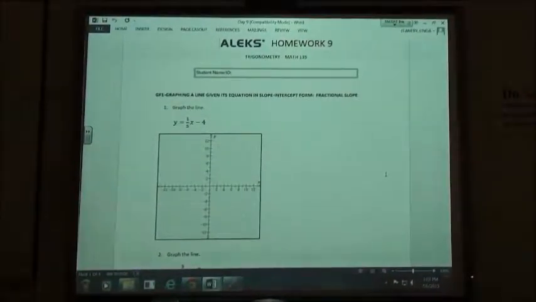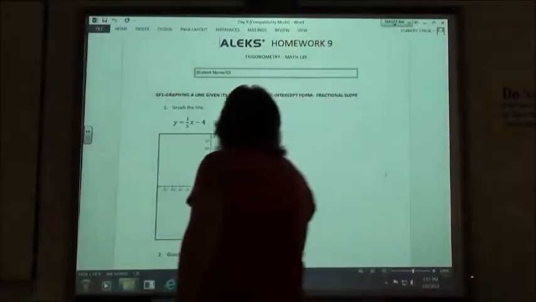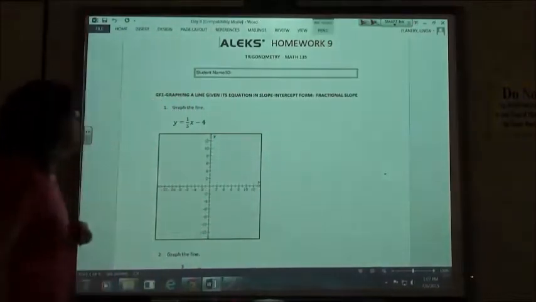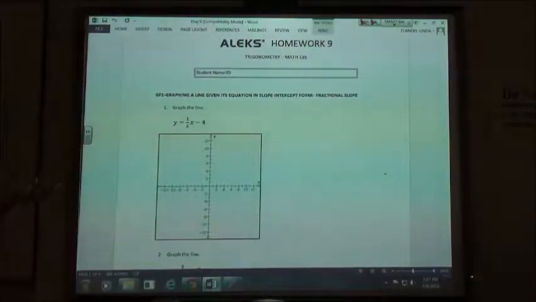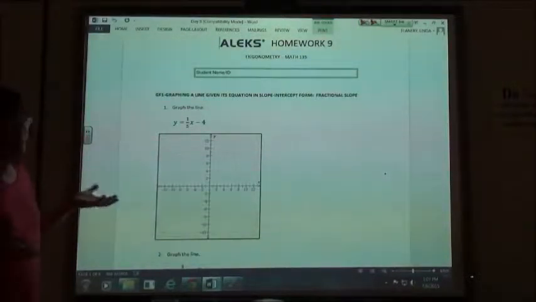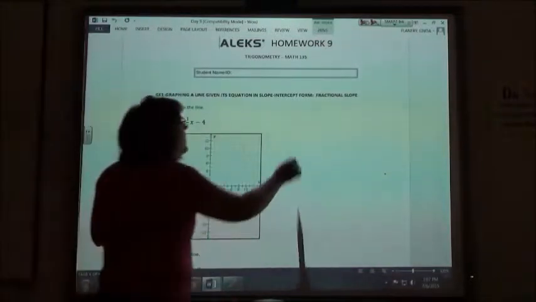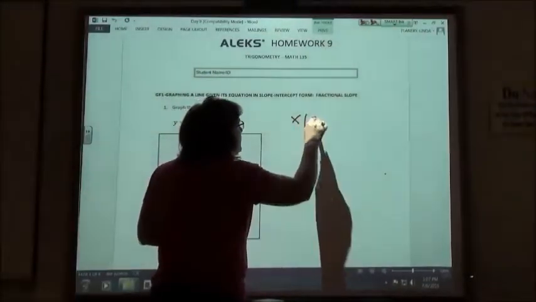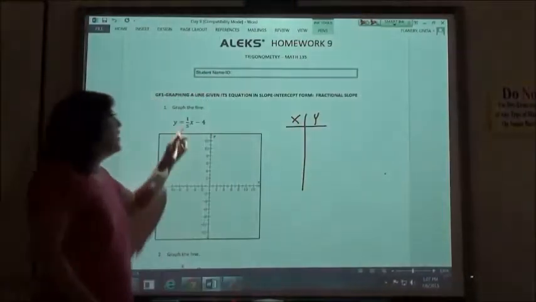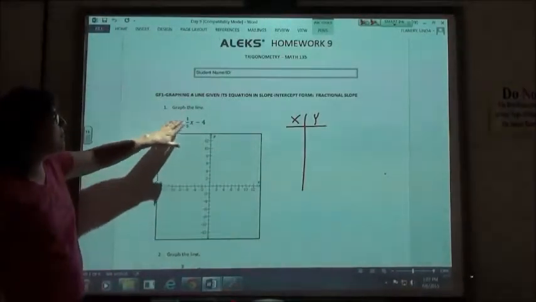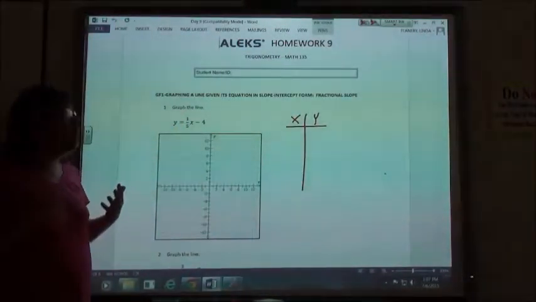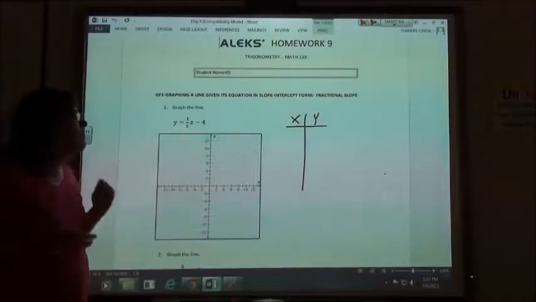Trig Homework 9 starts off where we're graphing, and we have a line that is in slope-intercept form. We can either graph by making a table or by using the slope and the y-intercept. I personally like to use the slope and the y-intercept, but some people like to do the table. If I'm going to make the table, what I want to do is put values in for x that, since here we have a fraction, would eliminate our fractions, and so we want to use multiples of 5.